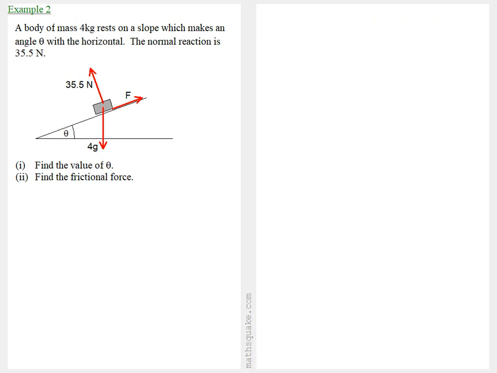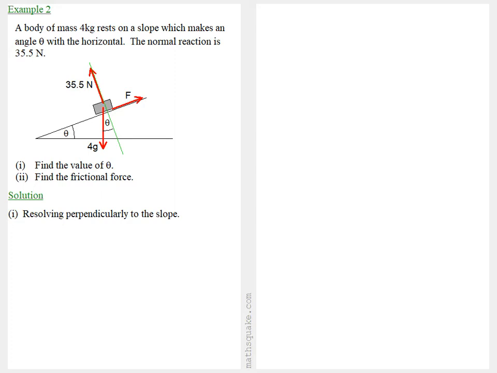Let's look at another example, example 2. A body of mass 4 kg rests on a slope which makes an angle theta with the horizontal. The normal reaction is 35.5 newtons. In part 1, we're asked to find the value of theta. Well, to solve this, we're going to start by resolving perpendicularly to the slope. Now we can see the angle between the direction we've chosen and the vertical is theta.